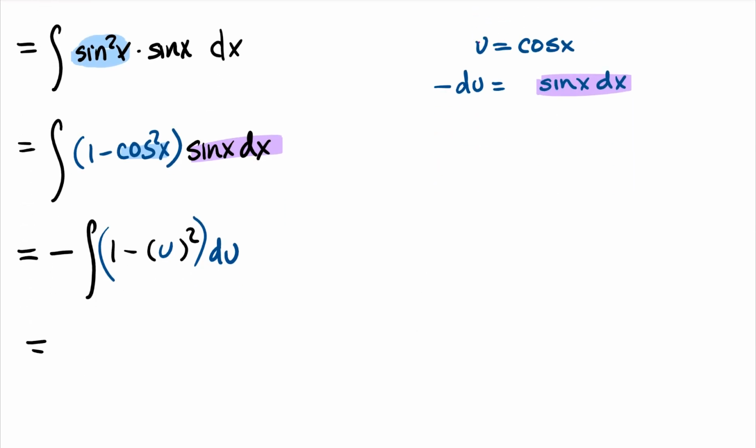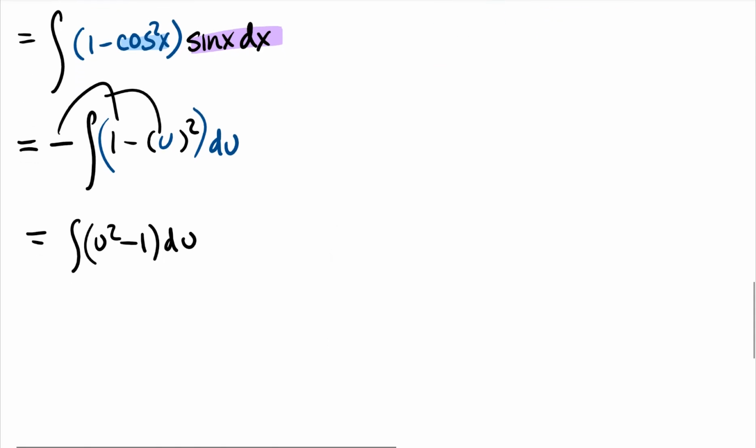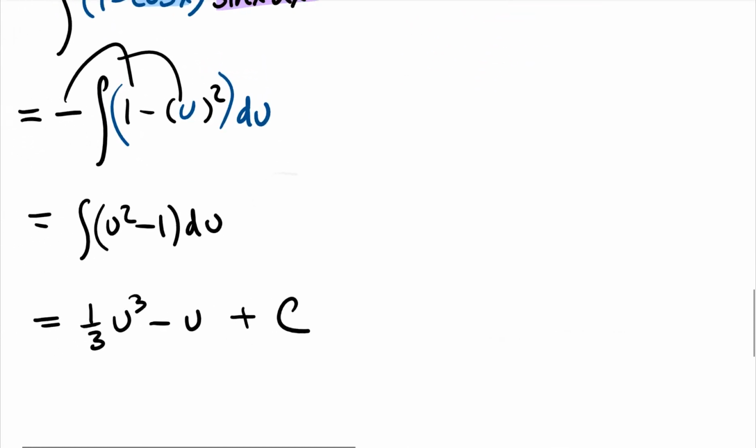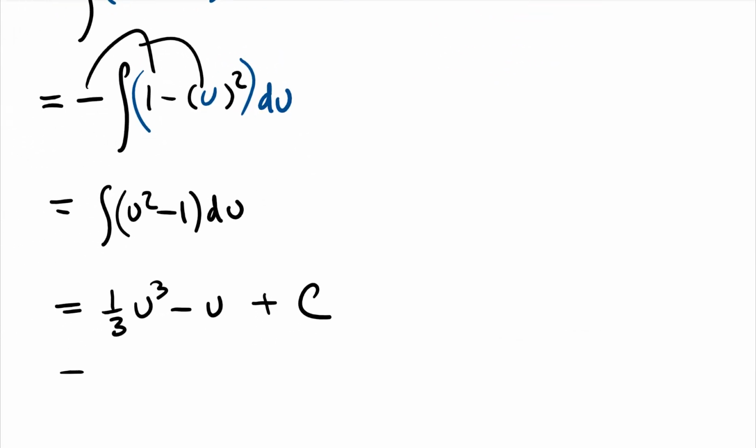I'm actually going to bring this in and call this u squared minus 1 du. Can you see it by bringing the negative in? It just turns it around. So now let's take an antiderivative on it. We got 1/3 u cubed minus u plus c. And what was our u to begin with? Oh, it was cosine. So here's our answer. 1/3 cosine cubed of x minus cosine of x plus c.